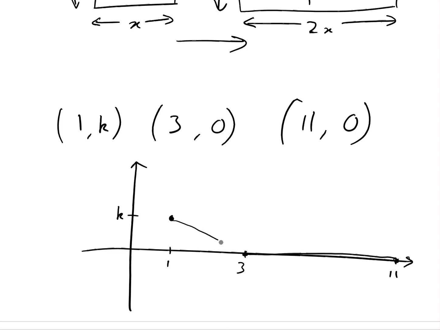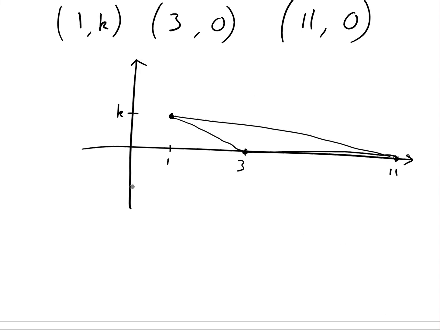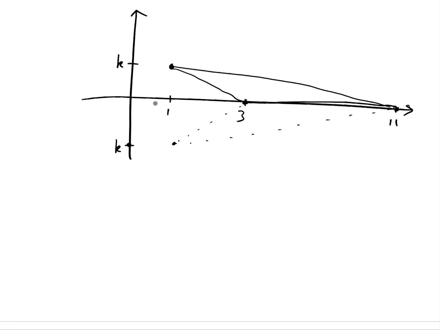Now remember that k can also be negative, so it doesn't necessarily have to be up here, it could also be down here, say. This is negative k. So we could also have a shape that looks something like that. Okay, so that's just something to bear in mind when we get a final answer for k. It could be positive or negative.